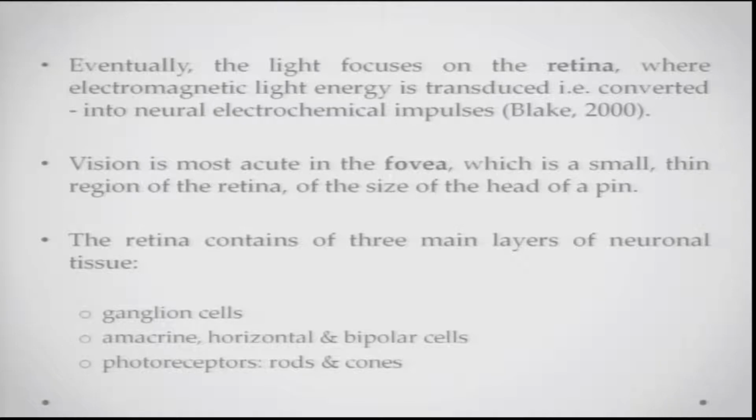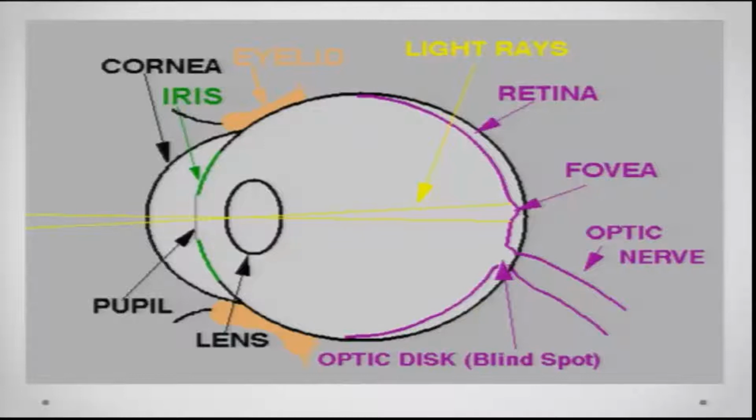The retina basically contains layers of neuronal tissue. This neuronal tissue includes different kinds of cells, like the ganglion cells, the amacrine cells, horizontal cells, bipolar cells, and also photoreceptor cells called the rods and the cones. Here you can see a more clear picture of the cornea, the iris, the pupil, and the retina at the back, and you'll see that bulge just like the head of a pin. That is what the fovea is.